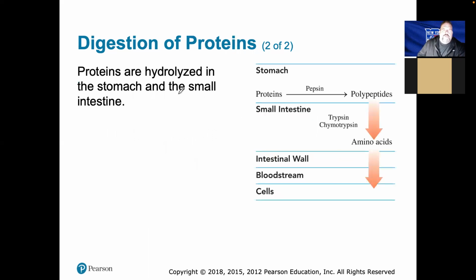All right. So proteins are hydrolyzed in the stomach and the small intestine. The enzyme pepsin will break proteins down into polypeptides. Polypeptides will go from the stomach into the small intestine, where the polypeptides will be broken down further into amino acids by enzymes such as trypsin and chymotrypsin. And then the amino acids will go through the intestinal wall, into the bloodstream, and into the cells.